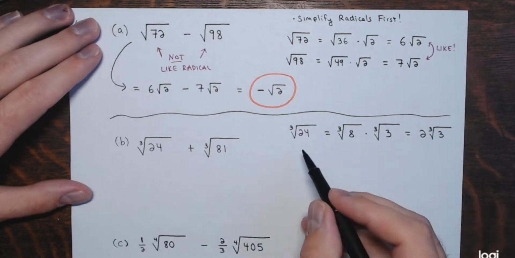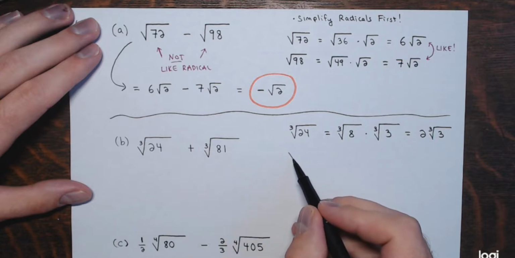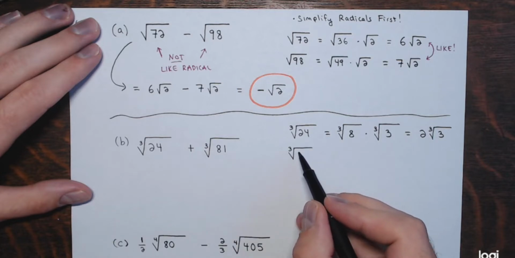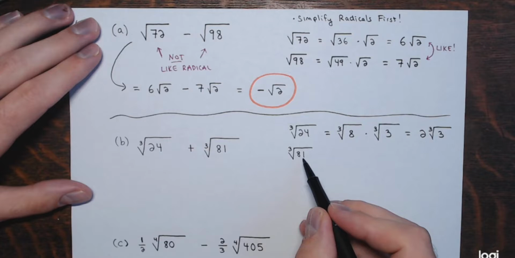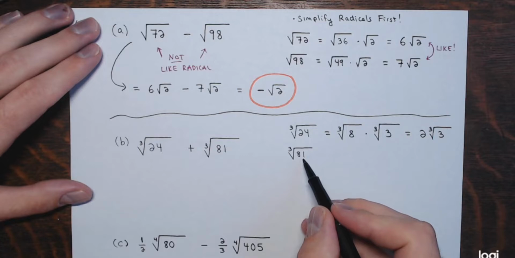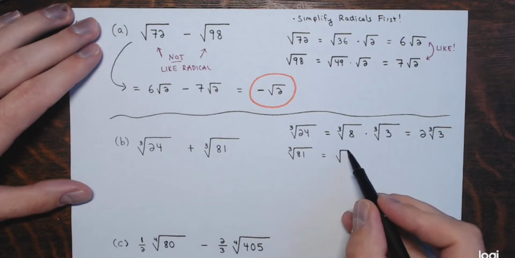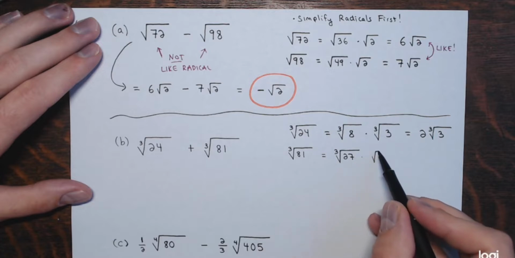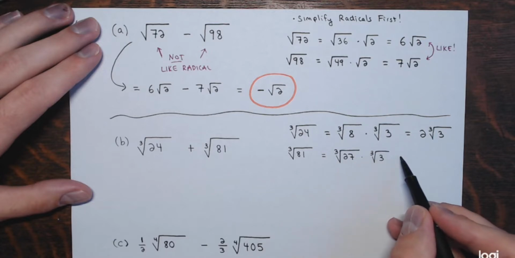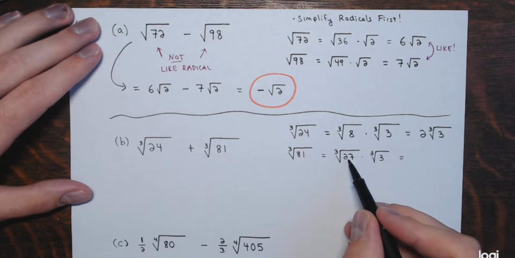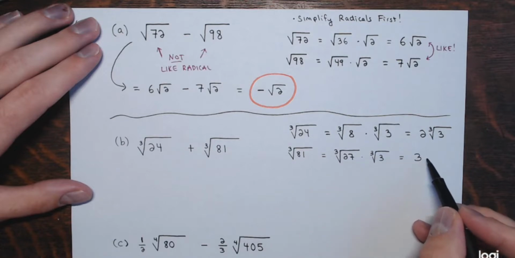And the other term has a cube root of 81. Again, you think, what's a perfect cube that goes into 81? Well, 81 is 3 to the 4th, so definitely 3 to the 3rd, or 27, goes into 81. You can break this up into the cube root of 27 times the cube root of 3. And the cube root of 27 is 3, so this is 3 times the cube root of 3.